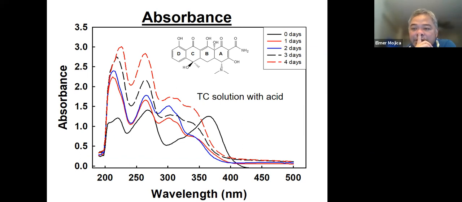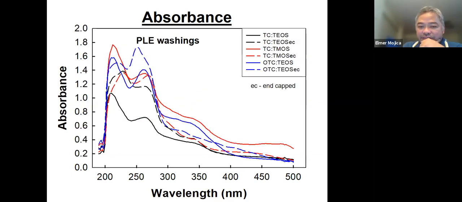So we try to mimic the condition inside the sol-gel, and we found out that there's what we call the formation of anhydrous tetracycline while tetracycline is being imprinted in the sol-gel. So the first thing that we use is absorbance, and then the same sample that we have here for absorbance, we use it to analyze what compounds it has using mass spec.